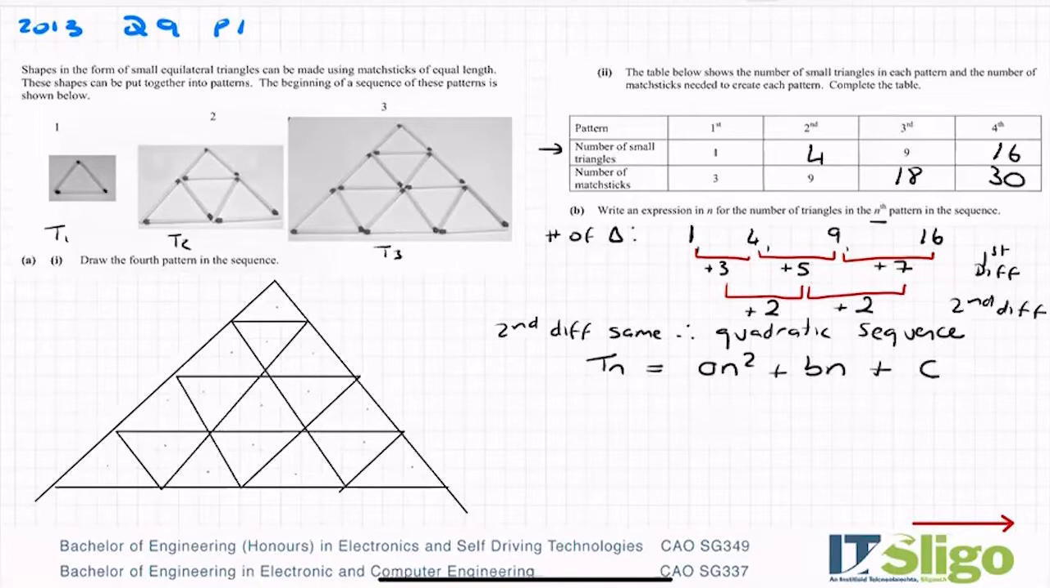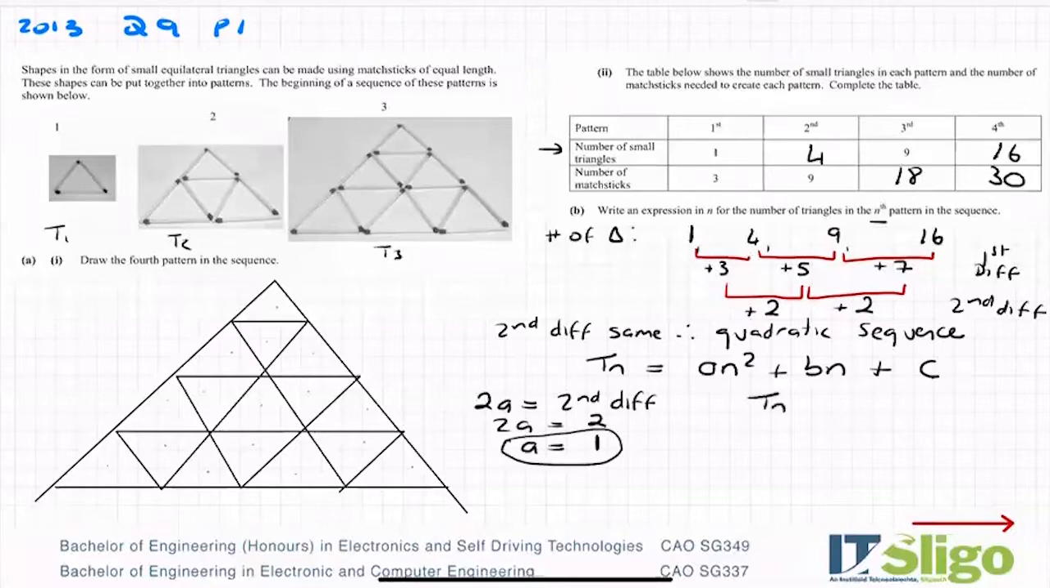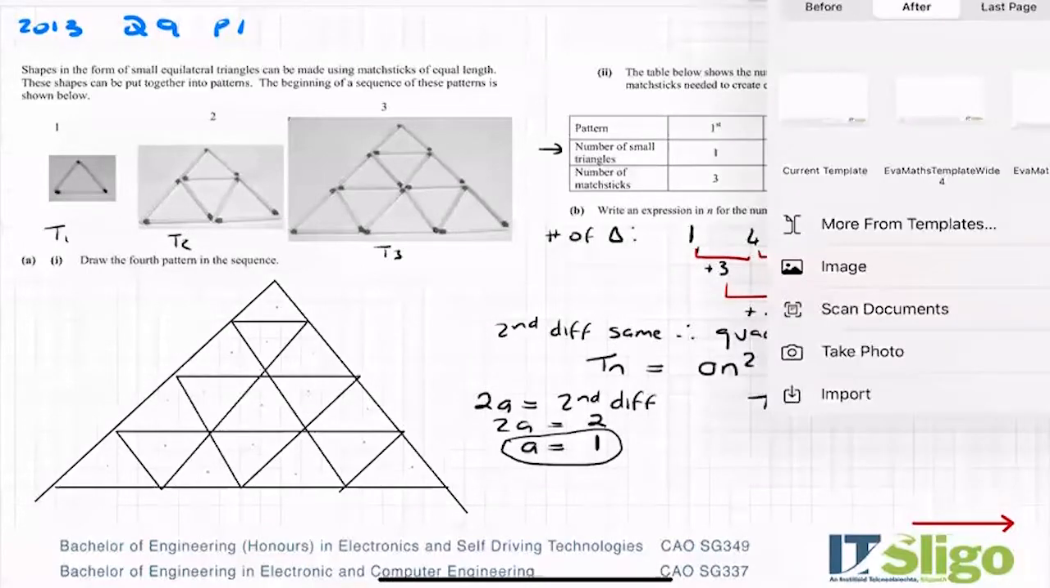Okay, there's a little bit of theory you need to know: 2a is equal to the second difference. Our second difference was 2. So 2a is equal to 2, therefore a is equal to 1. Okay, and that's how you get the a coefficient for sequence and series. You get it from the second difference. Okay, I'm just going to insert the page now.